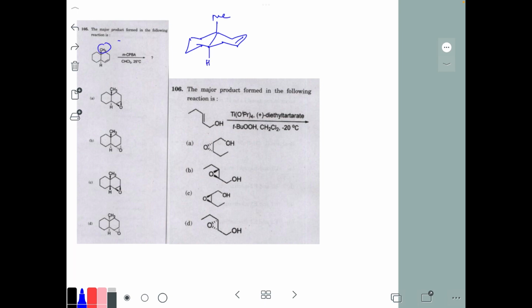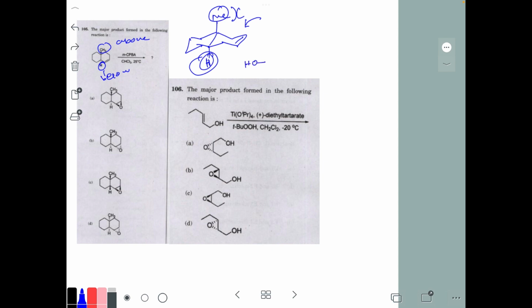Here methyl is above, hydrogen is below, so I have kept the methyl above and hydrogen below. Okay, now epoxidation has to occur. If the epoxide approaches from the above side, the top face, we will have steric hindrance with these methyl groups. If the epoxide approaches from the bottom face, we will have less steric hindrance because only hydrogen is there. So the epoxide approaches from the bottom face of this given alkene.